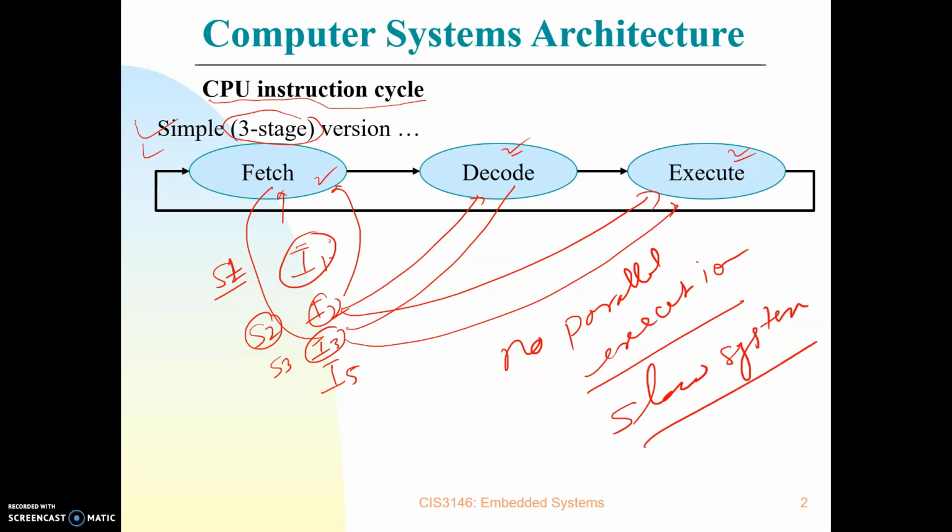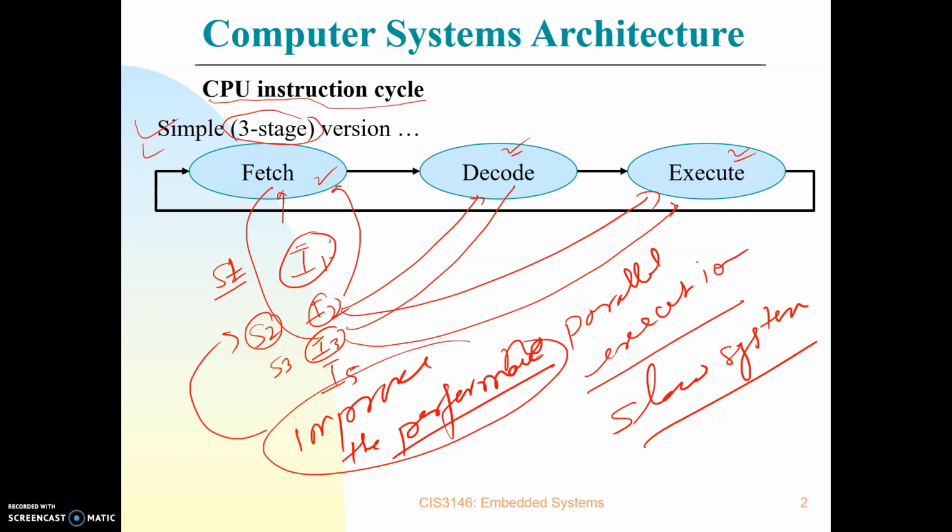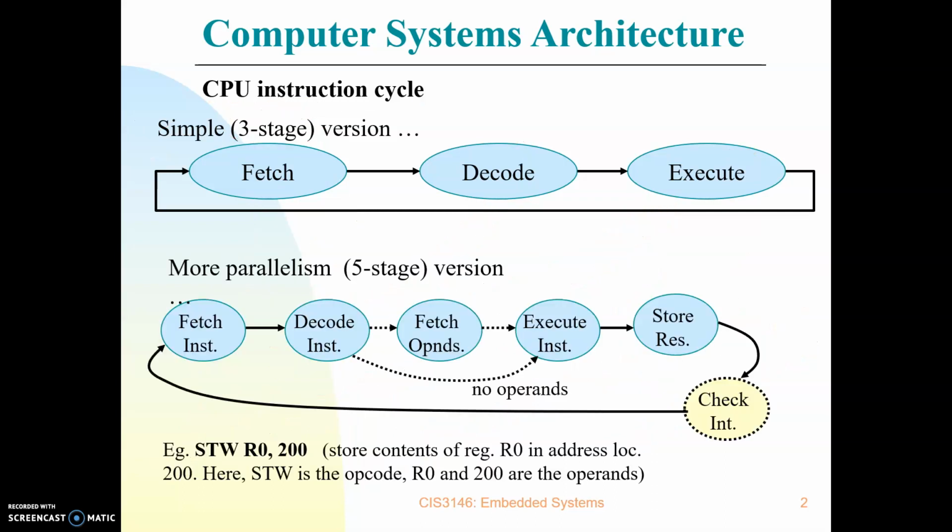But if you want to improve the performance, what you can do is execute multiple instructions in one go. To do this, we introduce parallelism in the computer system, which is given in the next instruction model. So this is the 5-stage version of the CPU instruction cycle, and we apply this in parallel implementation of the instructions.